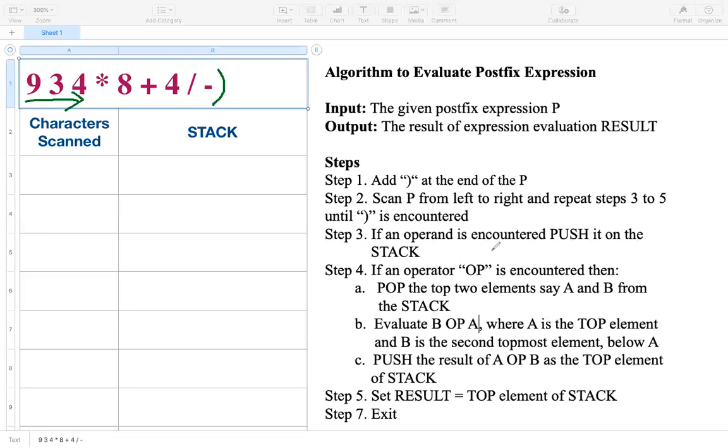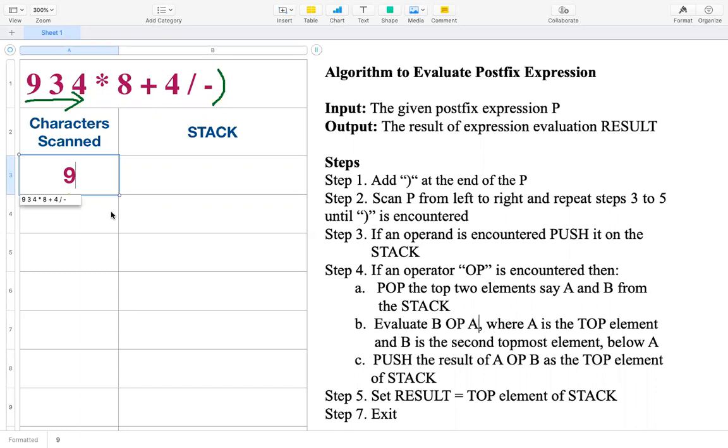If an operand is encountered, then push it onto the stack. So let us start scanning the characters. My first character is 9. It belongs to the operand category. In case of evaluating a postfix expression, the operands need to be pushed onto the stack. So I will be pushing my 9 to the stack. Then my next character is 3. So 3 is again an operand, so I will again push it onto the stack.